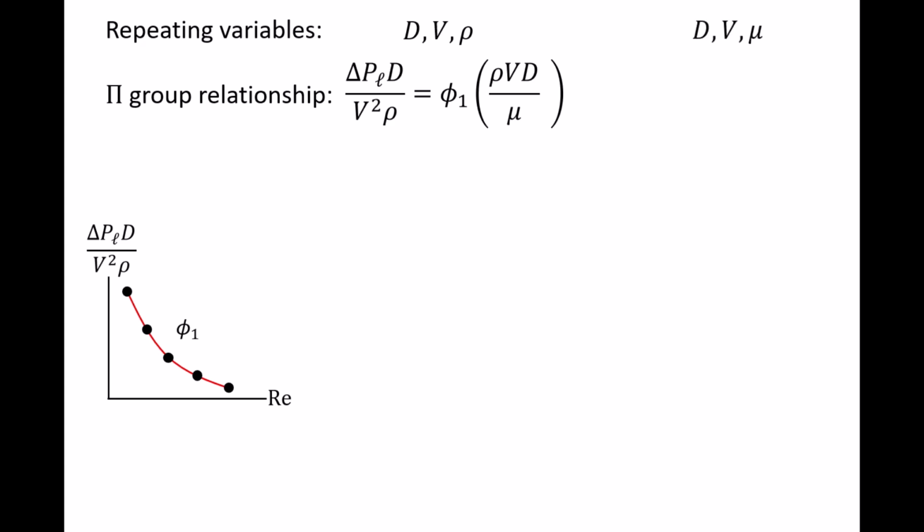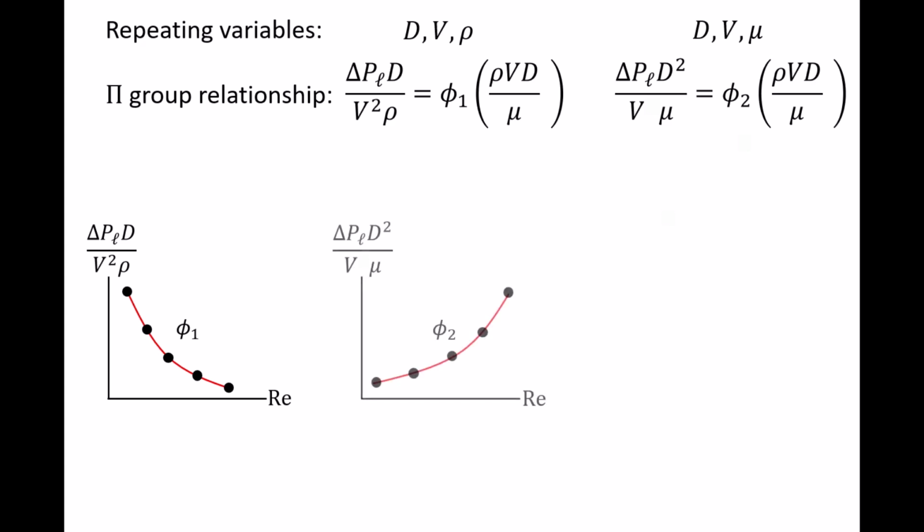Had we chosen another set of variables, say d, v, and mu as our repeating variables, we would end up with different pi groups and a different relationship between those pi groups. With d, v, and mu as the repeating variables, we would find that pi 1 becomes delta PL d squared over v mu is equal to a different function phi 2 of the Reynolds number. We then could conduct experiments to find phi 2 by varying the Reynolds number and observing the change in the quantity delta PL d squared over v mu.